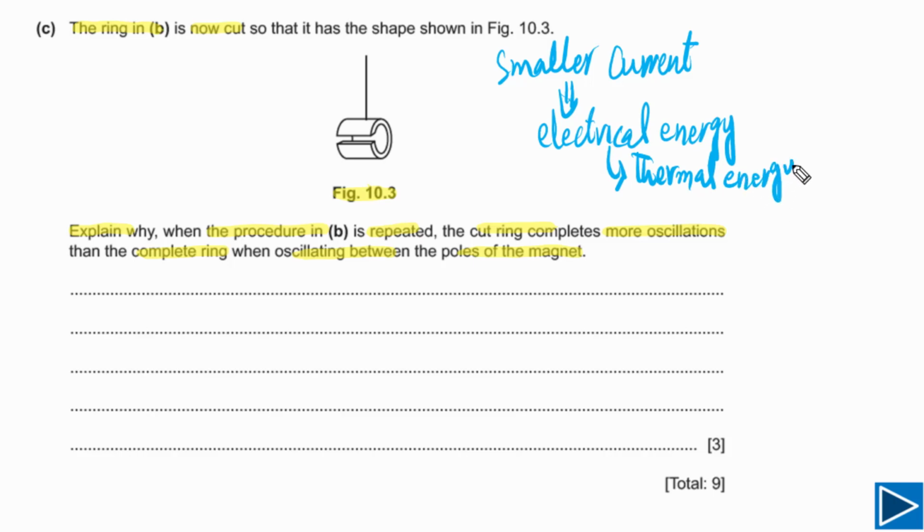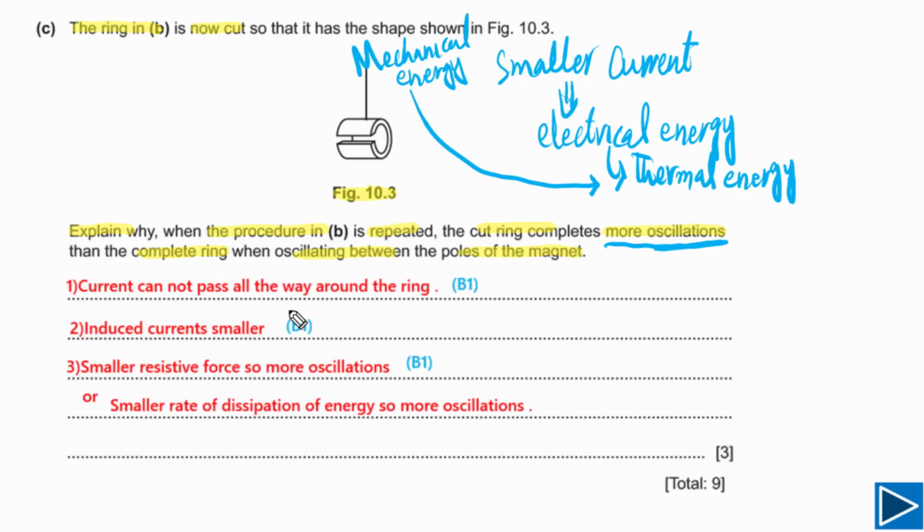If the amount of thermal energy produced per given time is smaller, it means that less mechanical energy is converted into thermal energy per unit time, in any given time. So the rate of energy transfer is lower. If the rate of energy transfer is lower, this ring will take a longer time to stop. That's the reason it will complete more oscillations. That's all we need to understand to answer this question. These are the points you need to write down a proper answer.